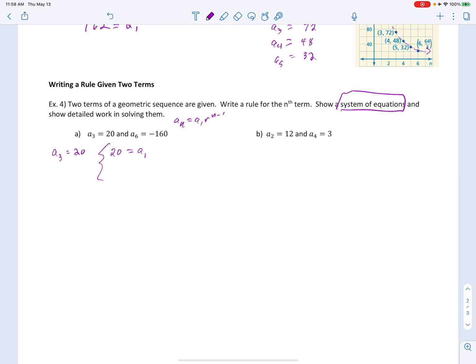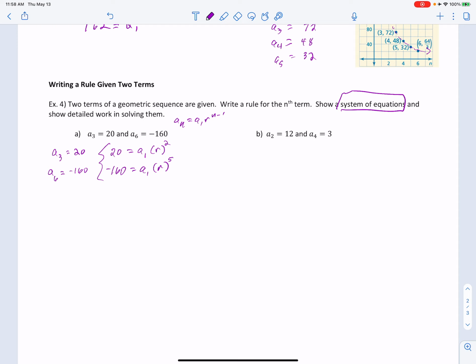I don't know a sub 1. And I don't know r, but since it's the third term, you get to the 3 minus 1, this will be squared. And then we do this for the sixth term, negative 160. That sixth term is when n is 6. And so it's the first term, and it's to the n minus 1, so this will be to the fifth. So that's my system. You must show a system for solving, and then show all the work for that system.